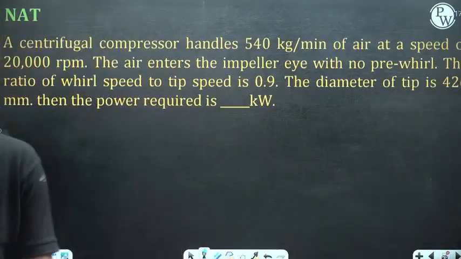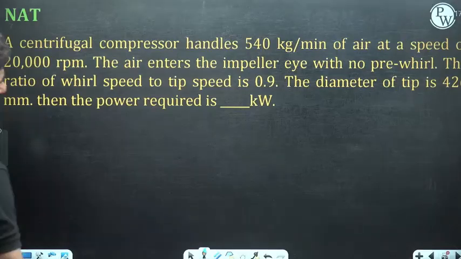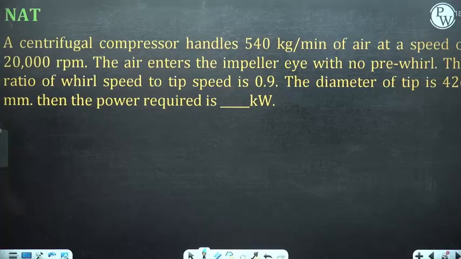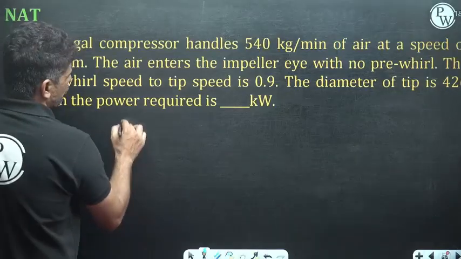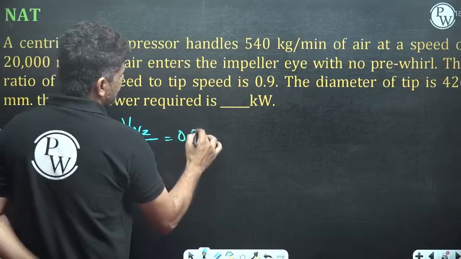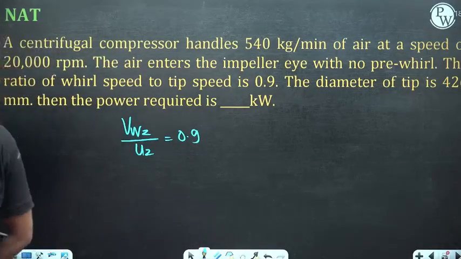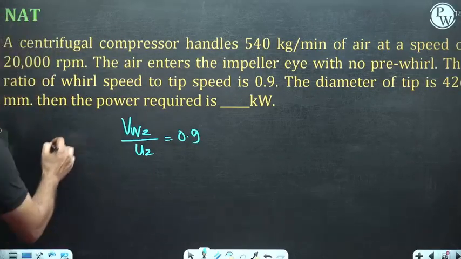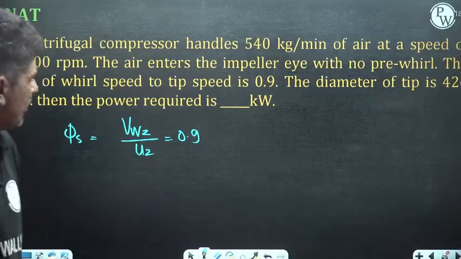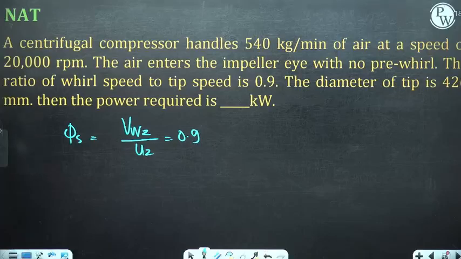So it says a centrifugal air compressor handles 540 kg per minute of air at a speed of 20,000 rpm. The air enters the impeller eye with no pre-whirl. The ratio of whirl speed to tip speed is 0.9. So he is saying VW2 divided by U2 is 0.9. So basically he has given you PS. Okay, so this is your PS. Okay, the diameter of tip is 426 mm. Then the power required is.